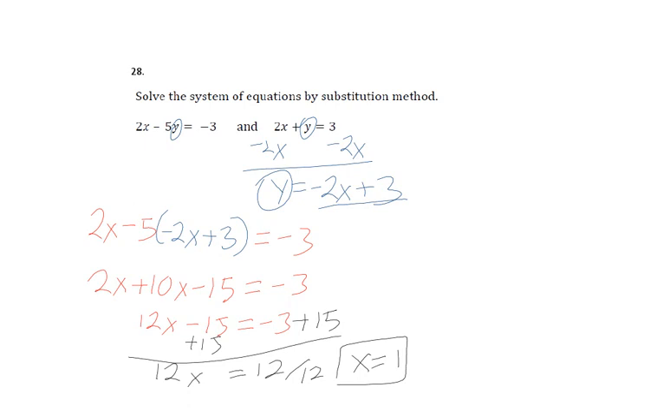And now we can find y by plugging x into this equation right here. So y is negative 2 times 1 plus 3, and negative 2 plus 3 is 1. So your answer is 1 and 1.